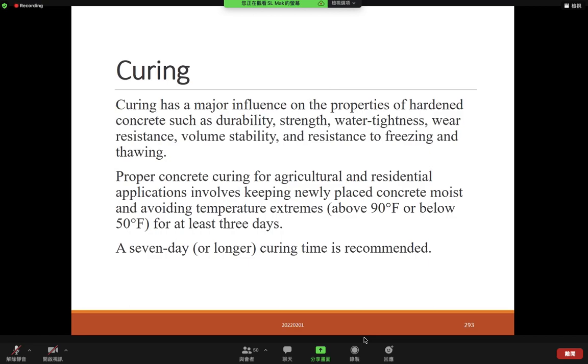And the curing process has a major influence on the properties of hardened concrete, such as durability, strength, water tightness, wear resistance, volume stability, resistance to pressure, and other factors. Proper concrete curing for agricultural and residential application involves keeping newly placed concrete moist and avoiding temperature extremes for at least 3 days. A 7-day or longer curing time is recommended.